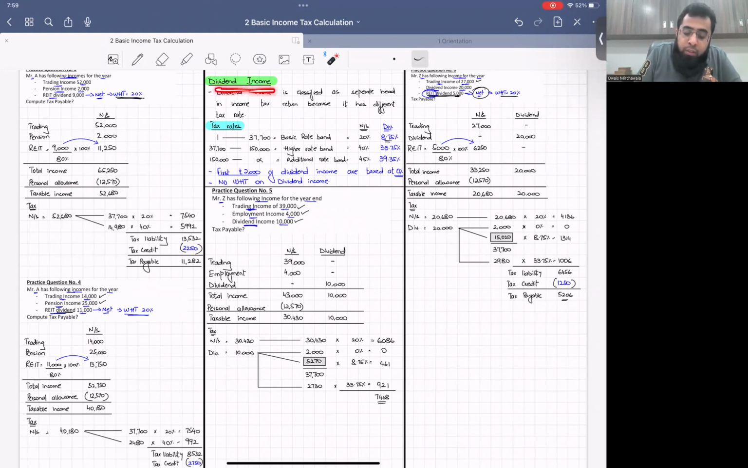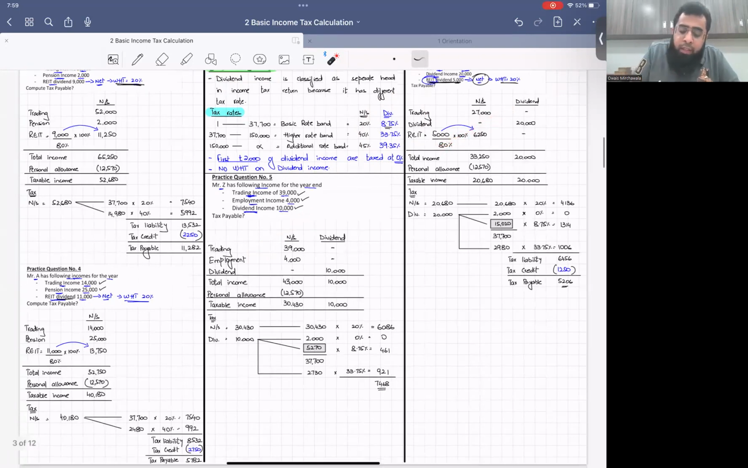Then we introduce the concept of dividend income, the profit distribution received from the company. Dividend income has its own head. We discussed its tax rates, 8.75%, 33.75%, and 39.35%. Then we did practice questions in relation to dividend.